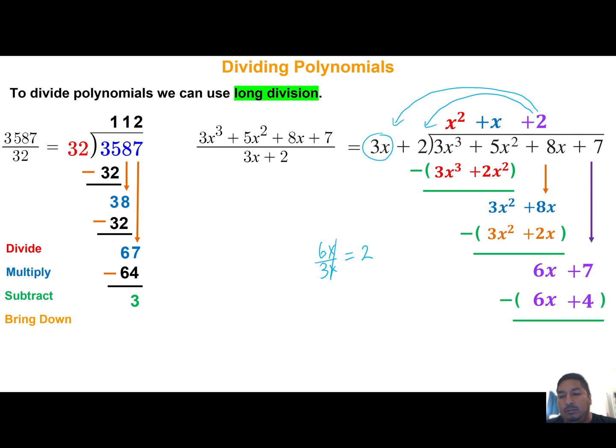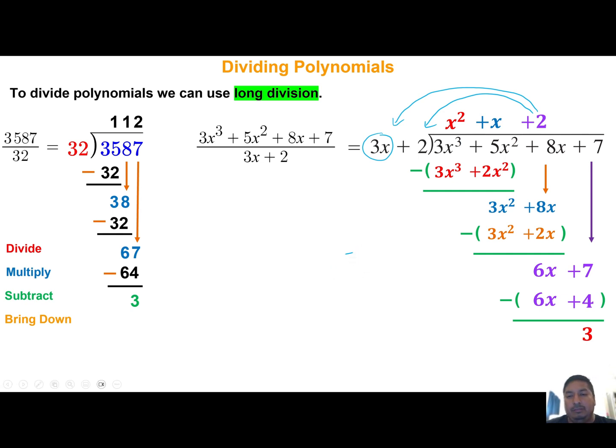Once they match, we subtract them. 6x take away 6x is 0. 7 take away 4, which is 3. So there you go. So now we're done because 3x cannot go into 3. Okay, you can double check that. You have 3 here. You have 3x, right? There's no x on top to cancel with this x in the bottom. So once you get to this point and you are finished, there's nothing else to bring down also.